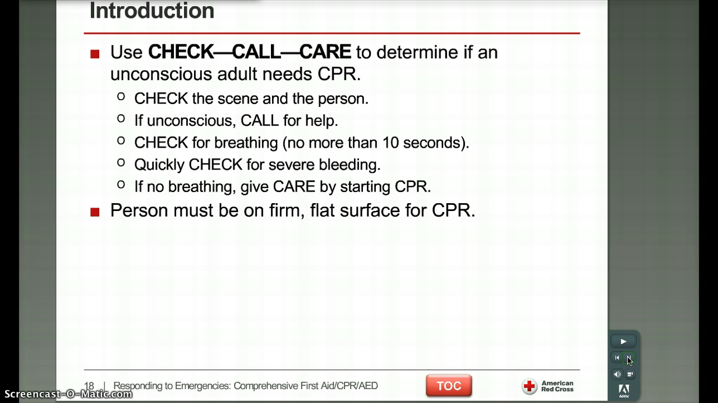Make sure the person is on a firm, flat surface. That's why you would not transport somebody who is having a heart attack yourself in a car. You would wait for EMS to arrive because if you did have to perform CPR, you do need that firm, flat surface.